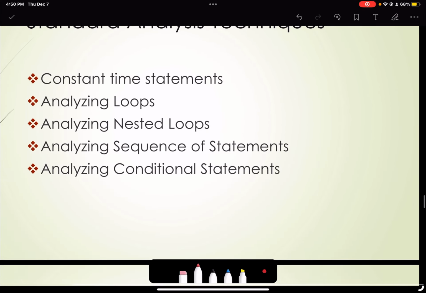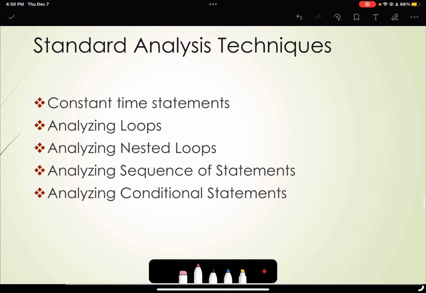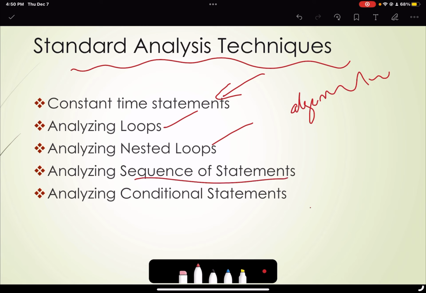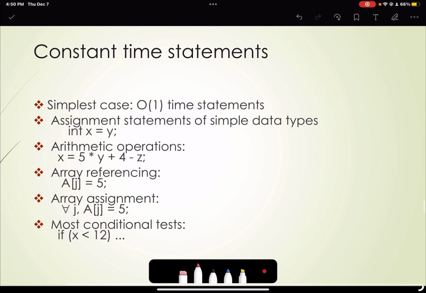200 centuries. Wow. So how can we analyze our algorithm steps? We see the constant statements, the initialization statements, how many loops are there, how many nested loops are there, how many sequence of statements we have, how many conditional statements we have. So we assess those to find the complexity of our algorithm.